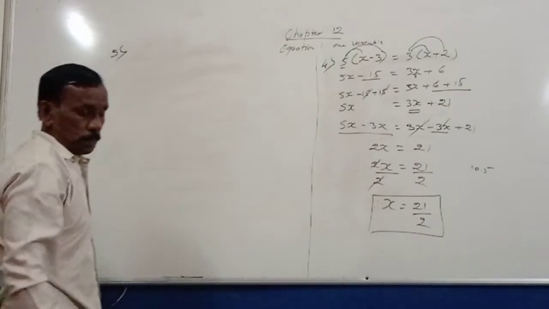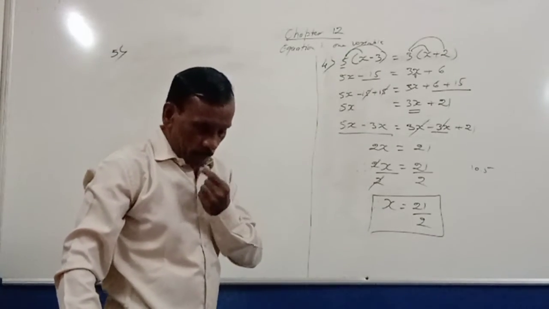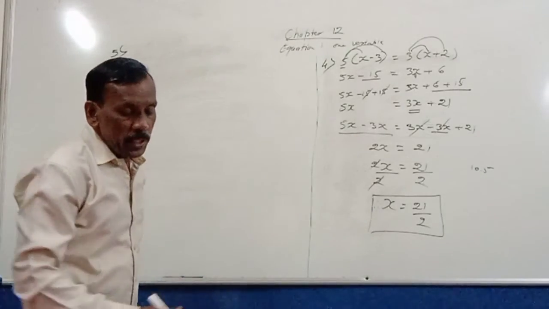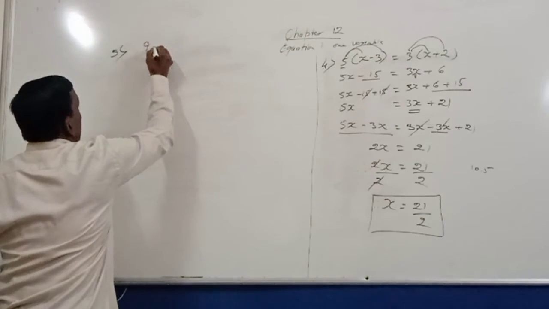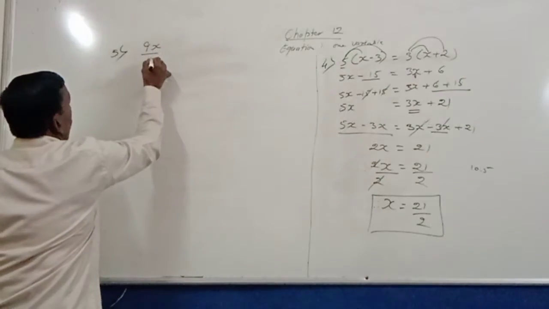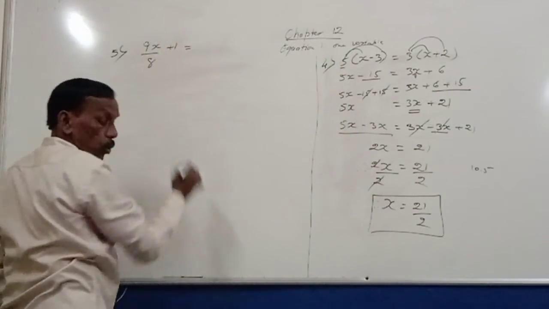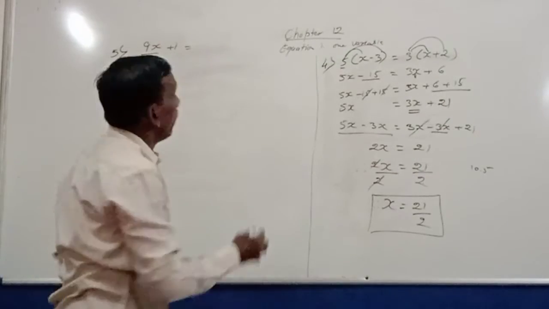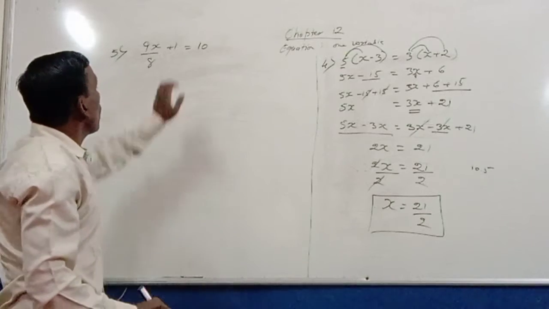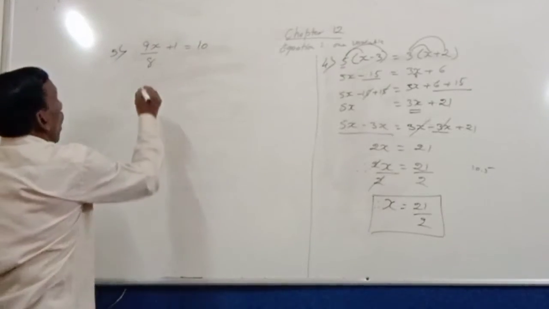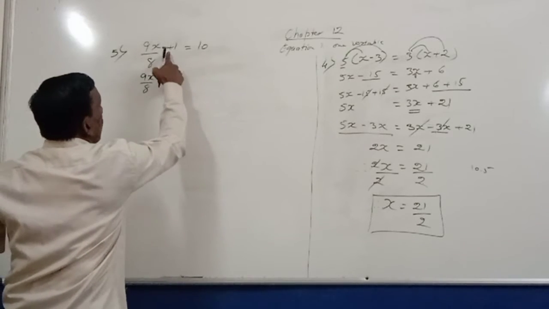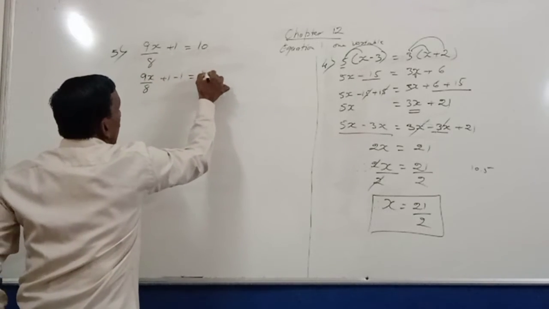Fifth sum. When it is divided, suppose, what is the answer? 9x upon 8 plus 1 is equal to 10. Okay. Now what is our first step? The first step is to remove this plus 1. How to remove it? Minus 1 on both sides: 9x upon 8 plus 1 minus 1 equals 10 minus 1. The plus becomes a minus.